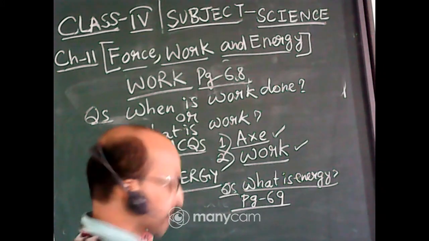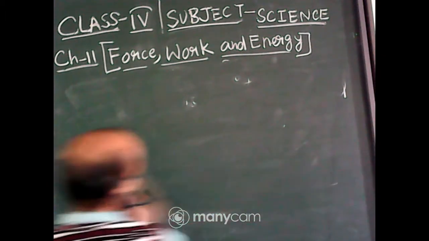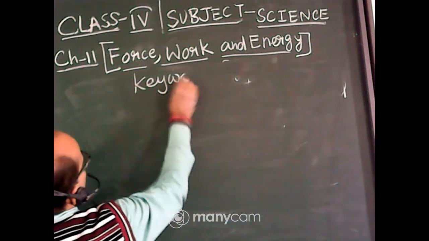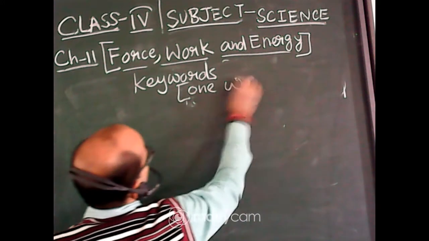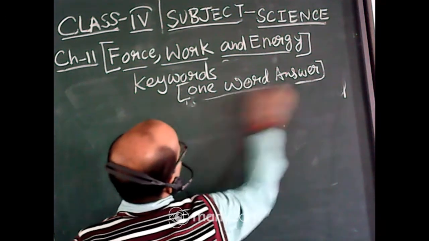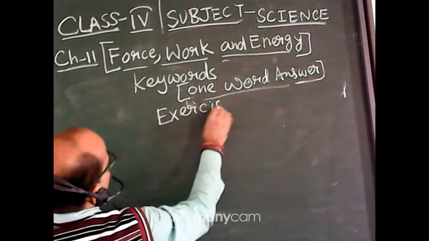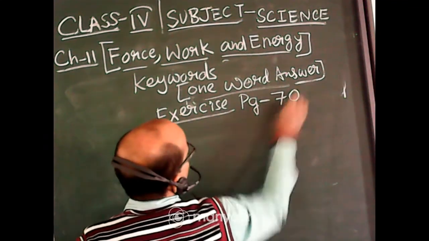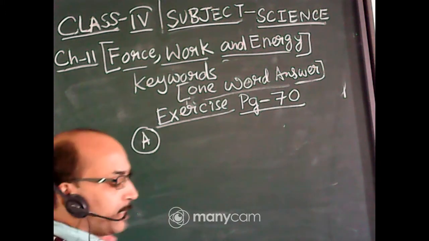This is page number 70 from the exercise. Let me write here, keywords are your one word answers. You will learn them as one word answers. Now we will solve the exercise, only Section A today. This is page number 70. Section A, tick the correct answer, means the MCQ.